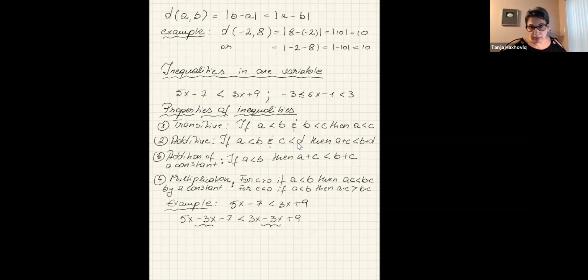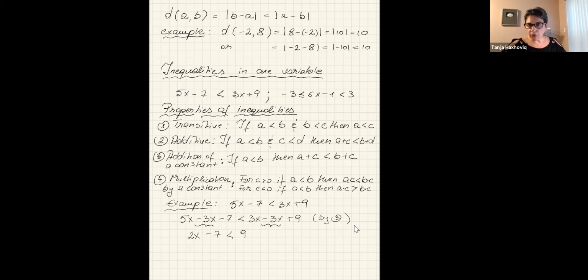I am allowed to do this by property number 3. If you have an inequality, then it's okay to add the same thing to both sides of this inequality. So I have an inequality and I'm adding minus 3x to both sides. So 5x minus 3x is 2x, minus 7 stays where it is. 3x minus 3x is 0. 0 plus 9 is 9.